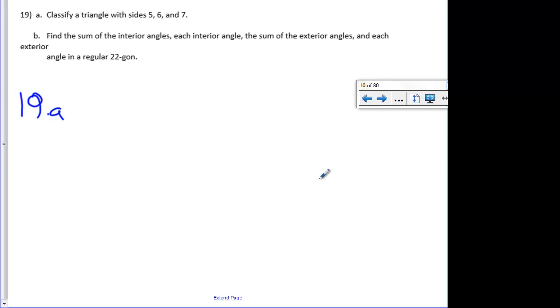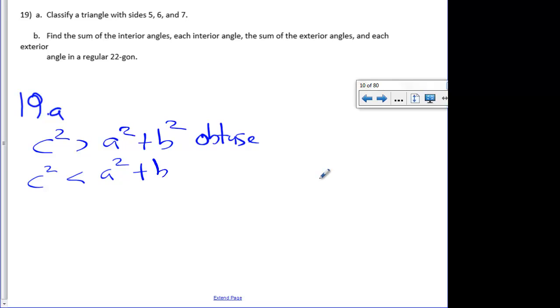So now we're going to use these rules. This is the converse of the Pythagorean theorem. If you have c squared being greater than the sum of the other two sides squared, then you have an obtuse triangle. If c squared is less than the sum of the squares of the other two sides, then you're going to have an acute triangle. And what if c squared is equal to the sum of the squares? Well, that's going to be a right triangle.